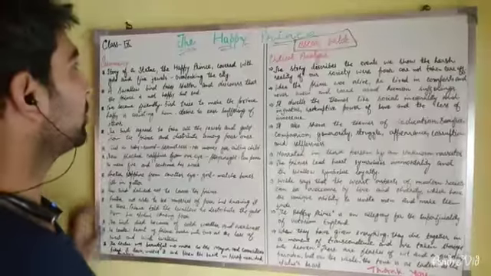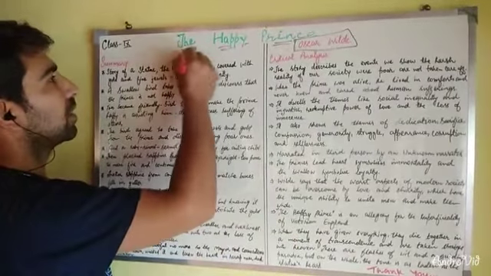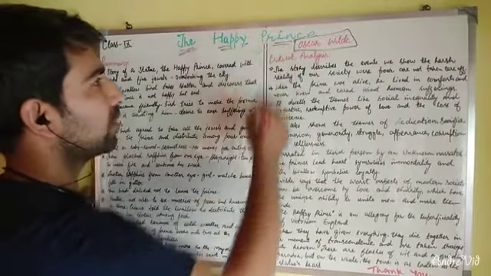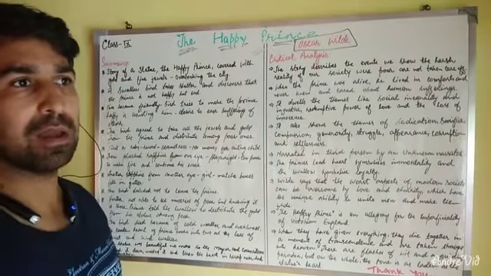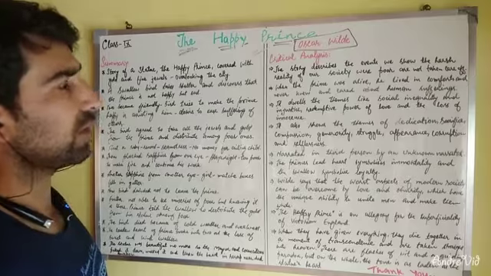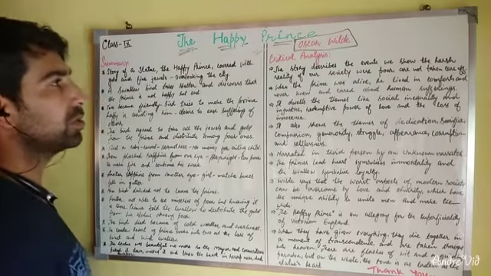Back in this chapter of class 9, The Happy Prince. It's a fiction written by Oscar Wilde. Oscar Wilde here presents an allegorical situation of England at that very time, that was the Victorian age.